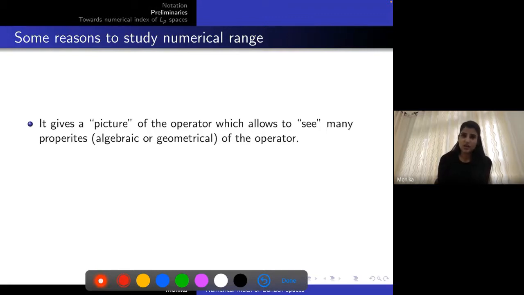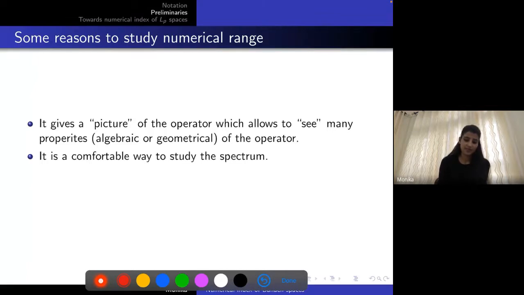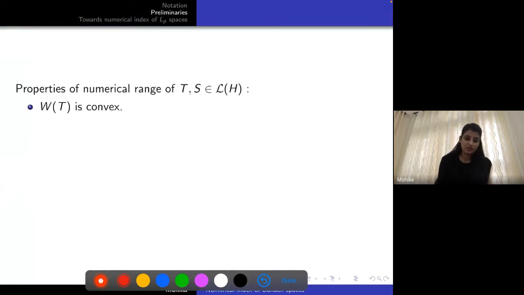Throughout this talk, I will be talking about bounded linear operators. Also, numerical range is a good way to work with Hermitian and skew Hermitian operators. So let's see some properties of numerical range.